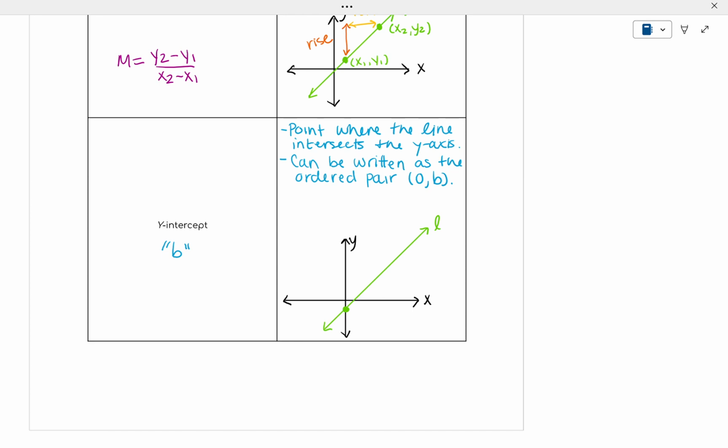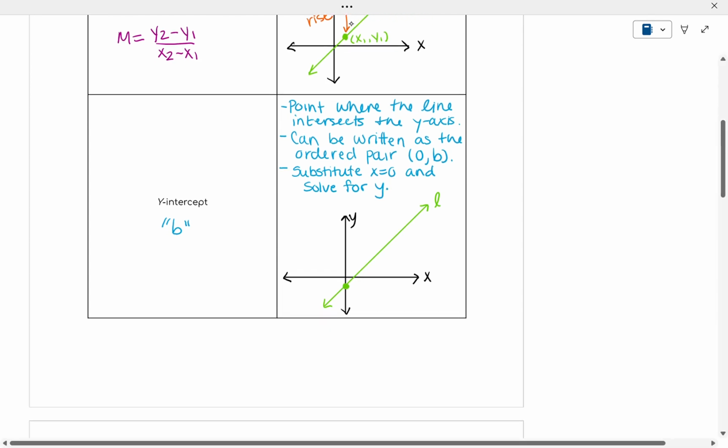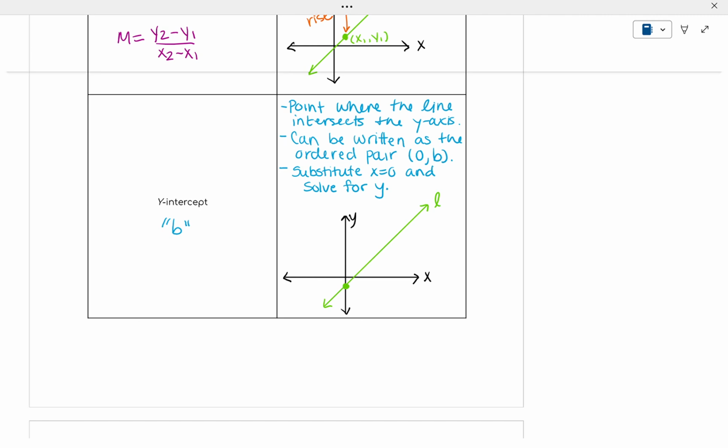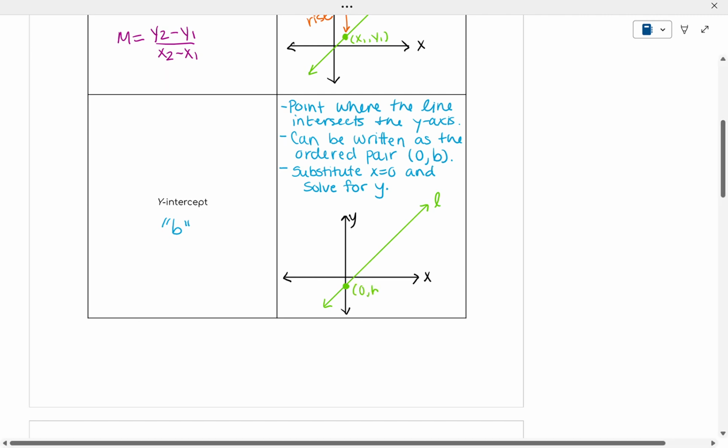And then if we are also ever asked to find the y-intercept, we can always use a solid method of substituting 0 for x and then solving for y. So we can also substitute x equals 0 and solve for y. So this is just a few methods on how we can find the y-intercept of a line. We can write this as (0, b).